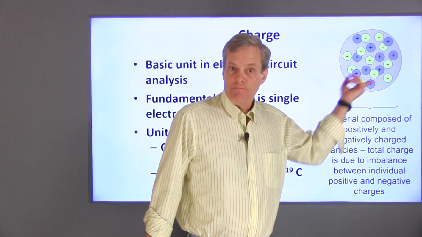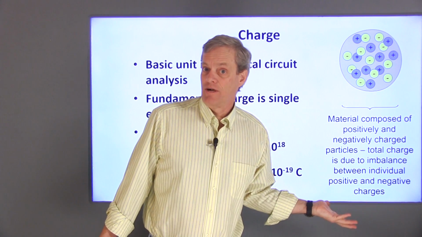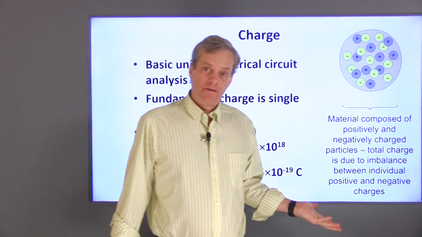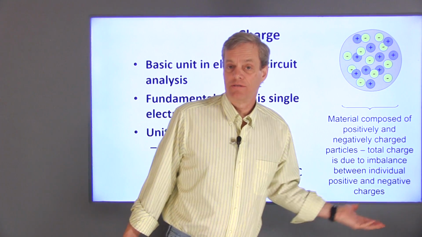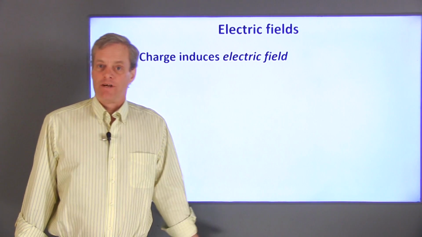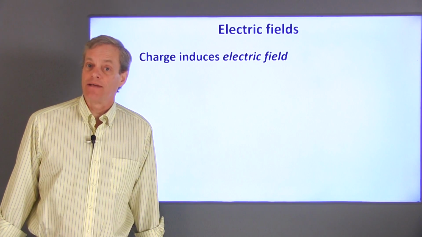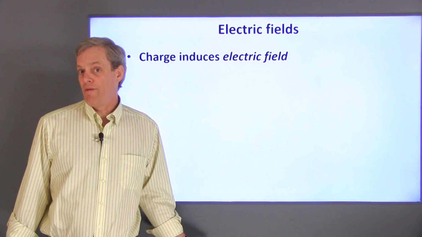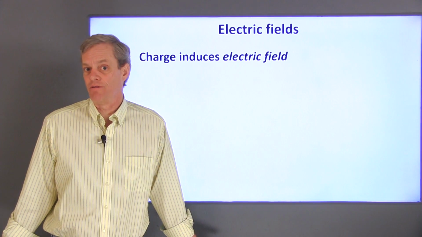Any material is composed of both positive and negative charges in the form of protons and electrons. The total charge on a material comes from an imbalance between the positive and negative charges. A charge creates an electric field which affects other charges. The phenomenon is like the gravitational field created by a mass. The gravitational field of one mass affects other masses in its vicinity, which is why the moon orbits the Earth.